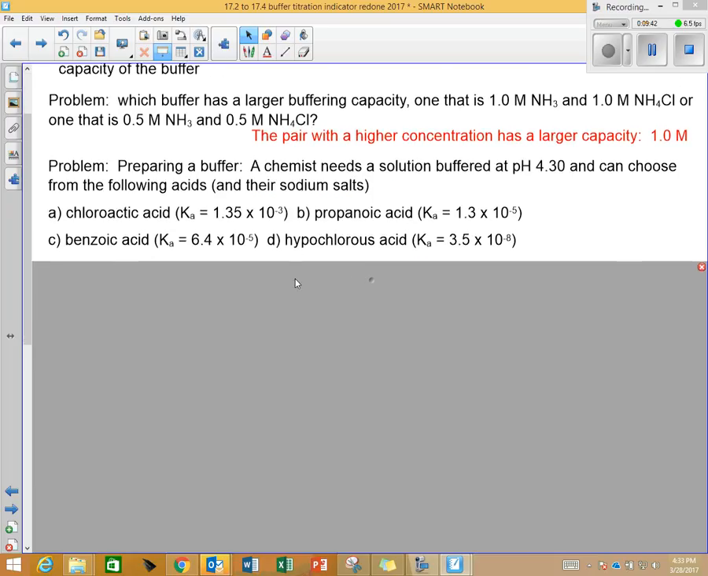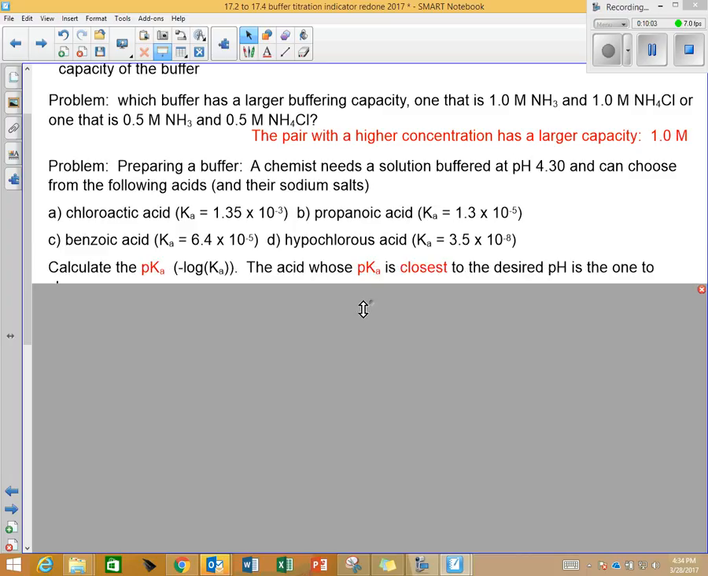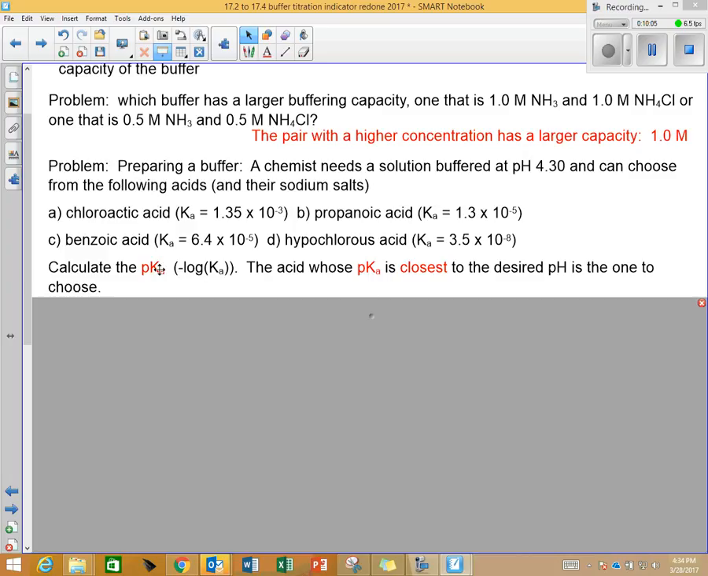Okay, now how do you pick a buffer to use? This is not a difficult problem to do. What you look for is, if you want a buffer at a certain pH, you want the pH to stay at a certain number, this time we're going to pick 4.3, you find a conjugate acid base pair where the pKa is equal to the pH. What does that mean? The pKa, this little p literally means negative log of whatever is after the p. So pKa is negative log of Ka.